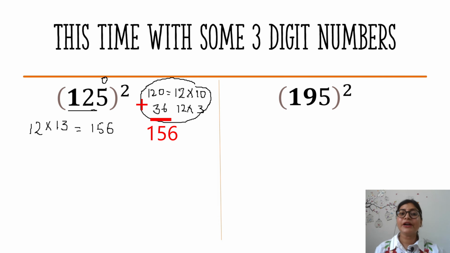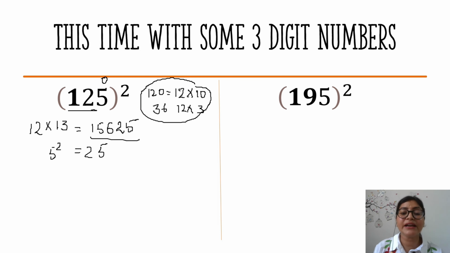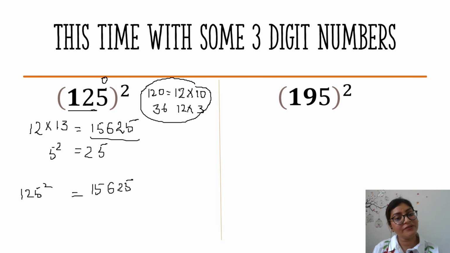Okay. For now, we are doing it this way. 12 multiplied by 13 is 156. And then we need to simply find out what is square of 5. That is 25. This we have learned by now. 5 5s are 25. We simply need to write this 25 with 156. So square of 125 is 15,625. This is our answer.